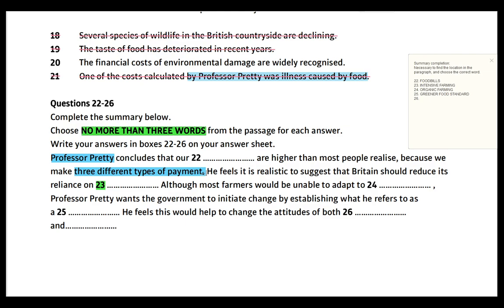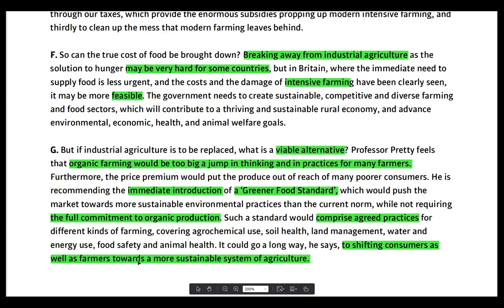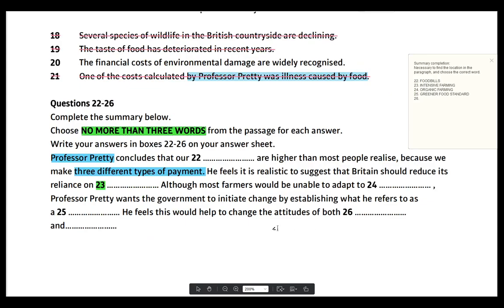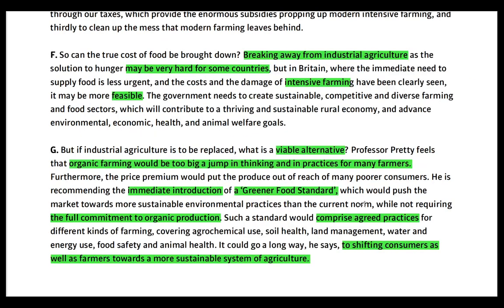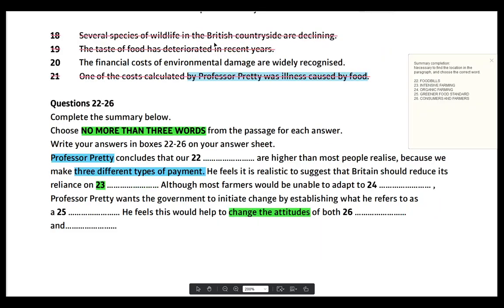This would help to change the attitudes. Shifting consumers as well as farmers towards a more sustainable system of agriculture. So they're just pretty much changing their opinions, meaning changing their attitudes. So the answer is going to be both consumers and farmers. So I guess it's consumers as well as farmers. Either way, the order doesn't really matter. You can just say consumers and farmers, or you can say farmers and consumers. It doesn't really matter.